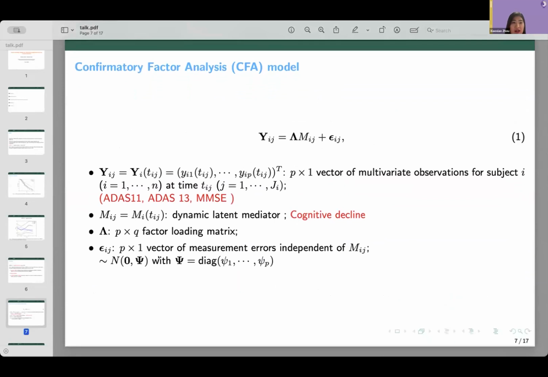Given these characteristics, we first use confirmatory factor analysis to group the multivariate observations into one latent variable. In this way, we can reduce the dimension and also have easy interpretability. Here the Y in our study denotes the ADAS-11, ADAS-13, and MMSE, and the latent mediator here is interpreted as cognitive decline.